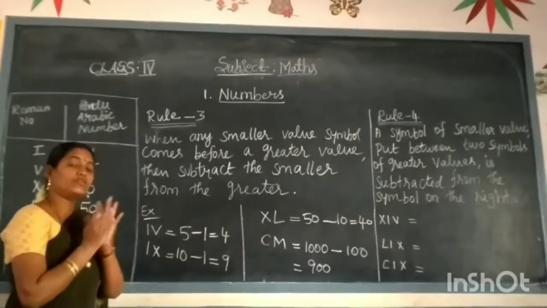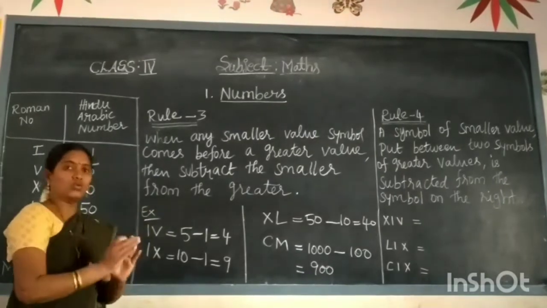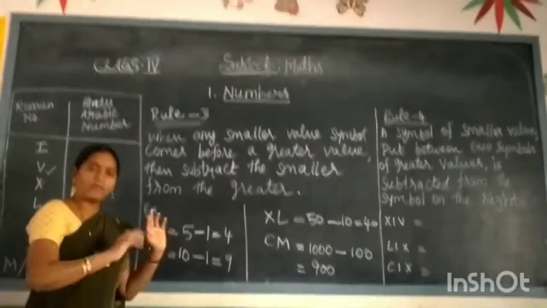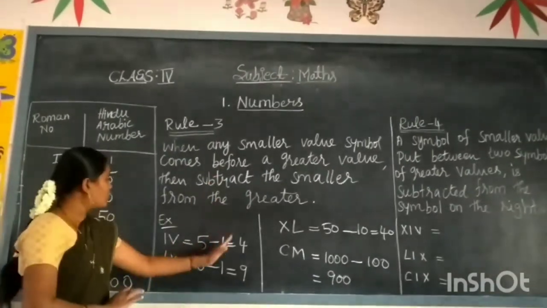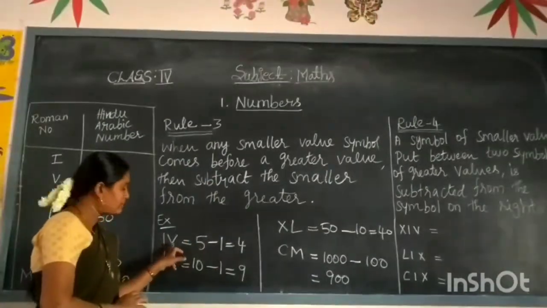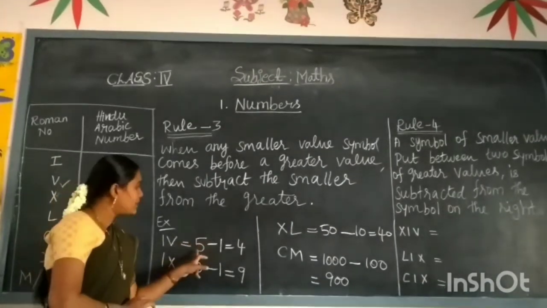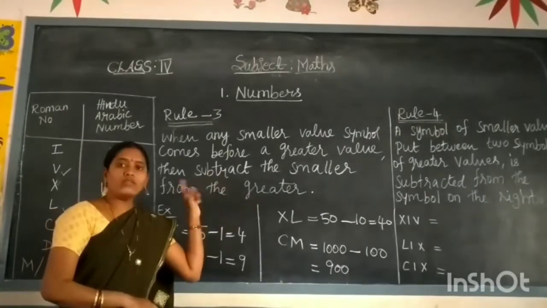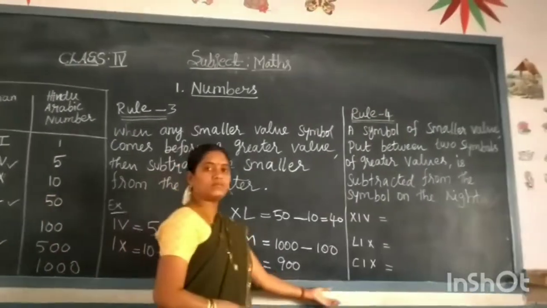What is the difference between rule 2 and rule 3? In rule 2, first greater value will come, then smaller value will come, both the numbers you will add. But in rule 3, smaller value first will come, then greater value will come. From big number to small number, you have to subtract. Got it, children? Now, we will move to rule 4.